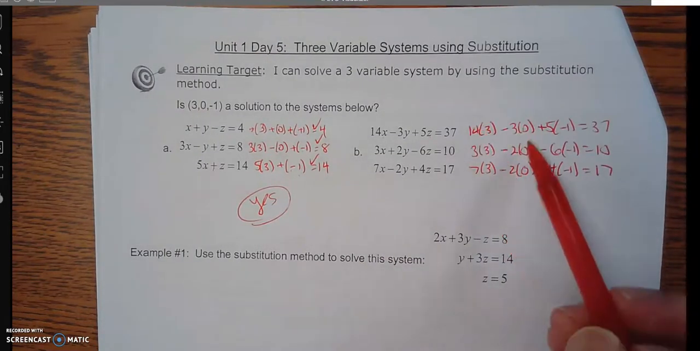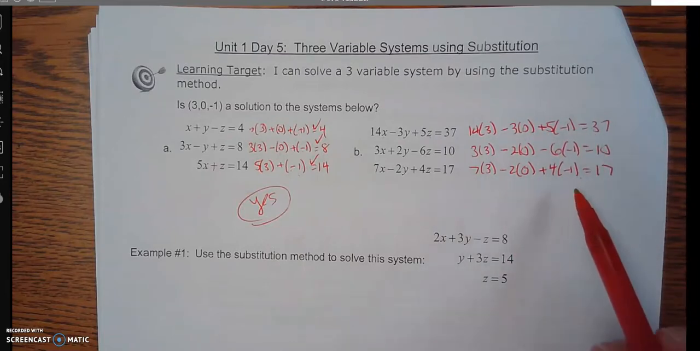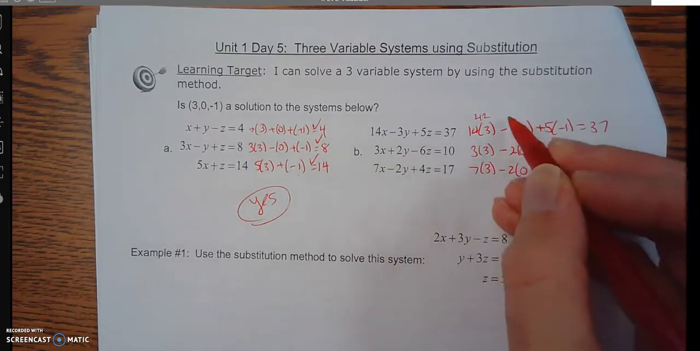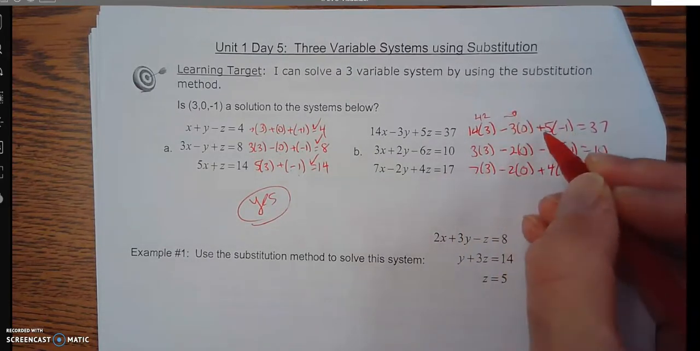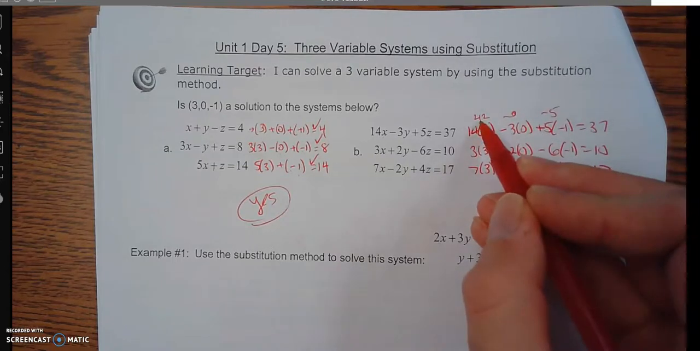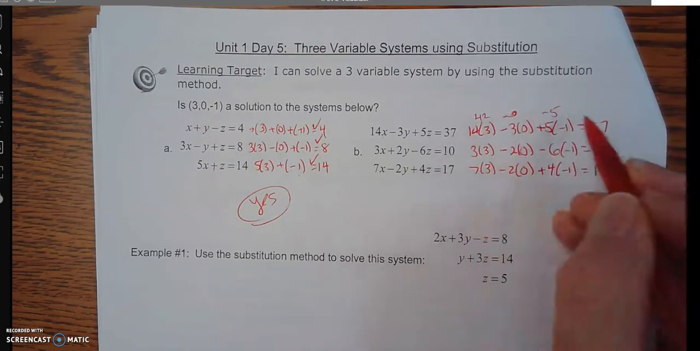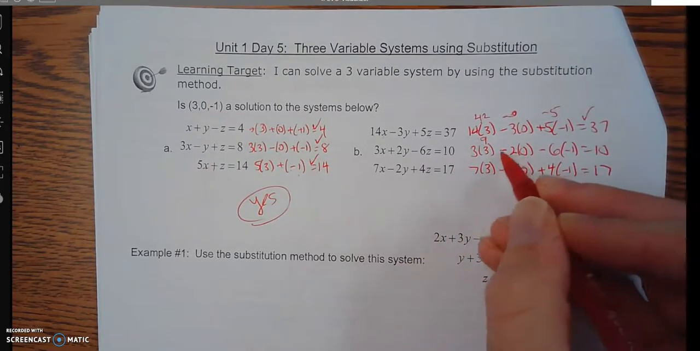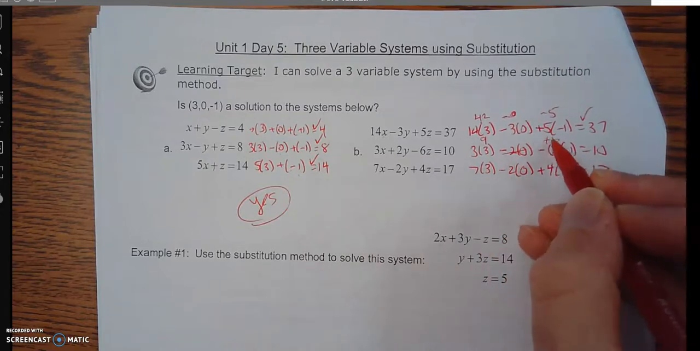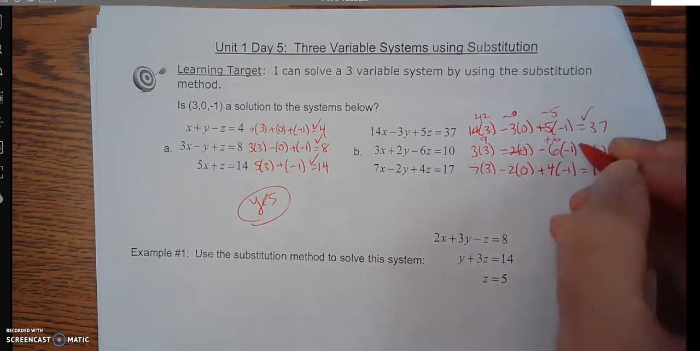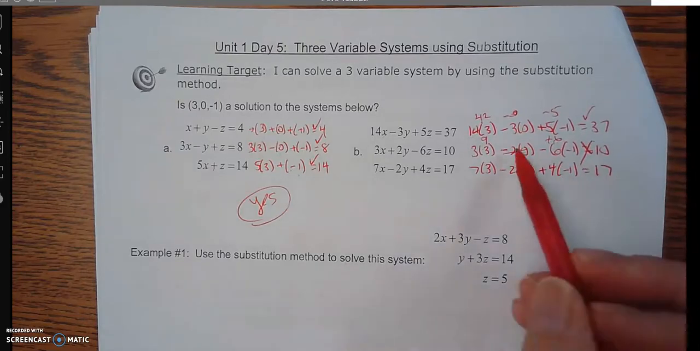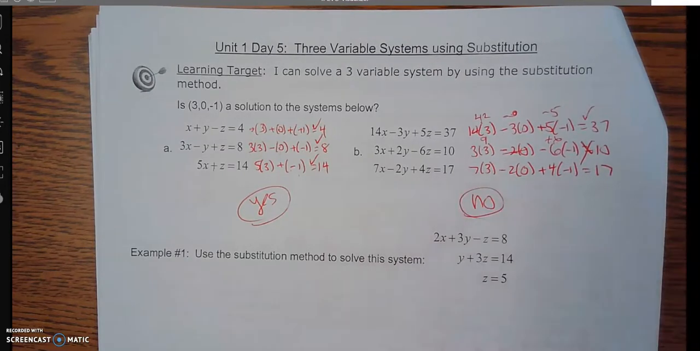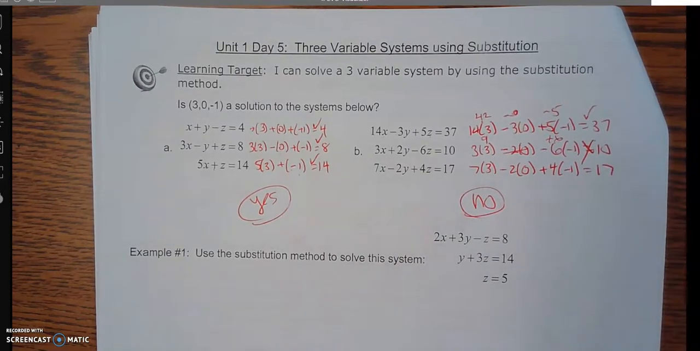Okay, so I plugged in 3, 0, and negative 1 into all three of them, and let's start checking. So 14 times 3, that's 42. 3 times 0 is 0, so minus 0. And then 5 times negative 1 is minus 5, so 42 minus 0 minus 5, that is 37, so that works. Then I've got 9. Again, that's 0, so that's just gone. And then this would be a plus 6. Now, is 9 plus 6 equal 10? No. So if I'm sure that I did that right, I don't even need to check the last one. It's a no, because it did not make all three of them true. Okay? So that's if you know the solution.